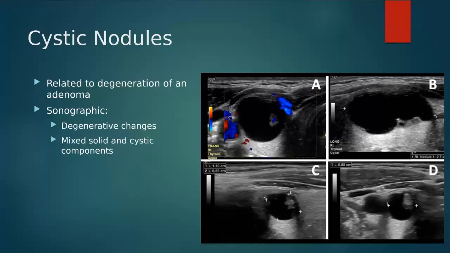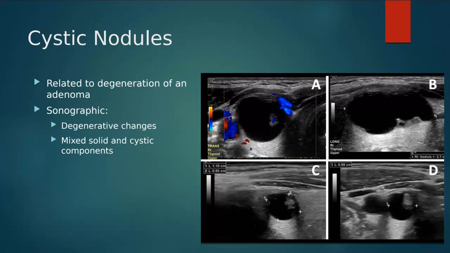We also can have cystic nodules. So this is going to be related to the degeneration of an adenoma. We're going to hear the word adenoma quite a bit throughout this semester, and it basically just means the proliferation of any type of organ's tissue. So you can have adenomas of any organ. Any organ that has its own functional tissue can create an adenoma.